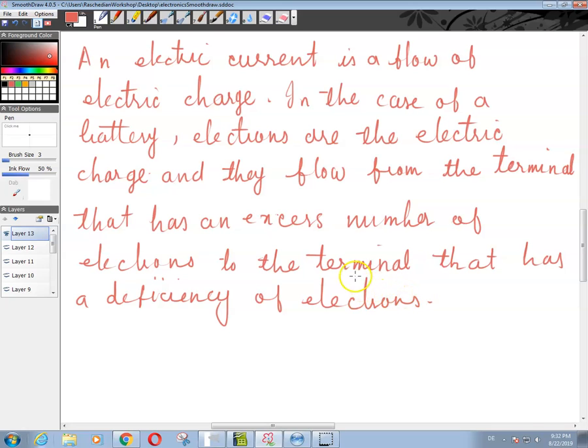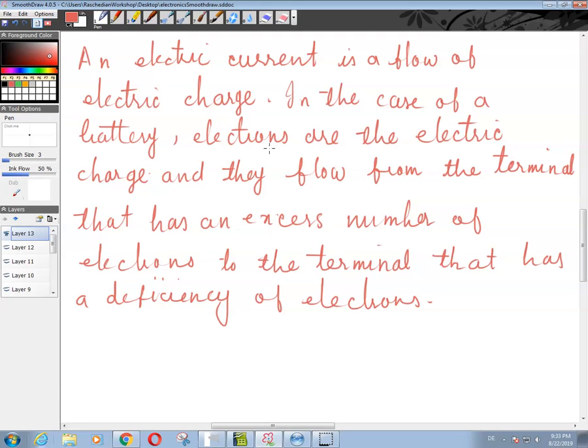This flow takes place in any complete circuit that is connected to battery terminals. It is this difference in the charge that creates the potential difference in the battery. The electrons try to balance the difference, and we have talked about this.